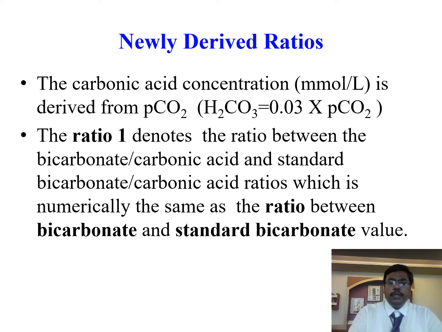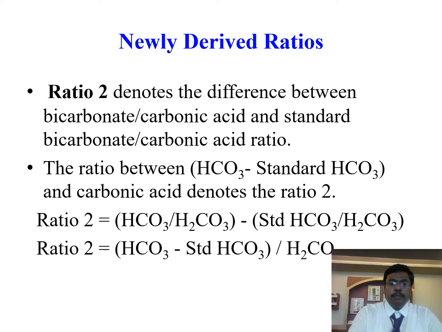Carbonic acid concentration is derived from PCO2 using the relationship H2CO3 equals 0.03 times PCO2. Ratio 1 denotes the ratio between bicarbonate carbonic acid and standard bicarbonate carbonic acid ratios, which is numerically the same as the ratio between bicarbonate and standard bicarbonate value. So ratio 1 is equal to bicarbonate divided by standard bicarbonate. Ratio 2 denotes the difference between bicarbonate carbonic acid and standard bicarbonate carbonic acid ratio. So ratio 2 is equal to bicarbonate minus standard bicarbonate, divided by carbonic acid.